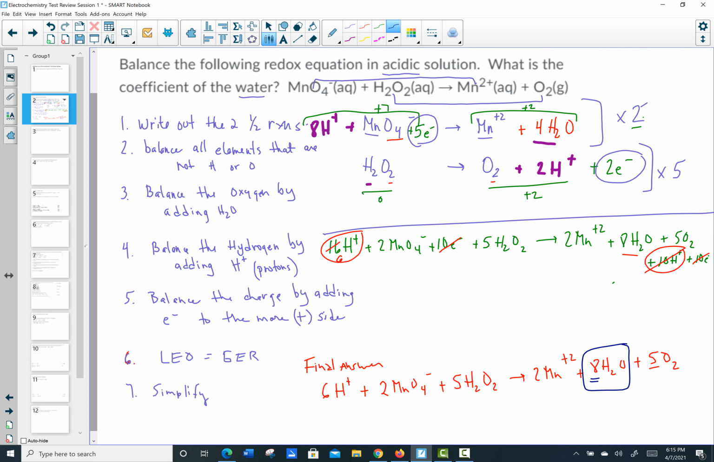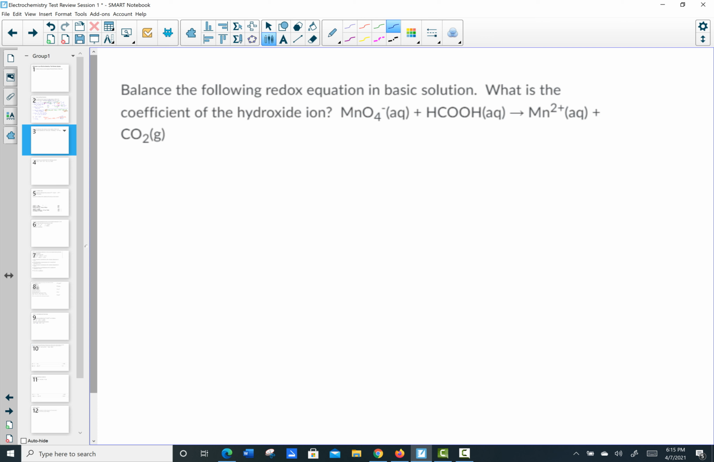How'd you do? Well, let's try a second balancing question. This time we'll do it in a basic solution, and I will not write out all the steps. So take a minute, pause the video if you need to, and just kind of read through and decide what we're doing. We're asked to balance the following redox in a basic solution. What's the coefficient of hydroxide when we're done balancing?